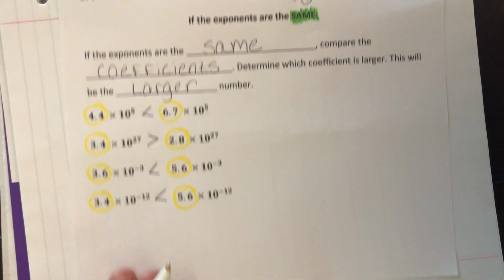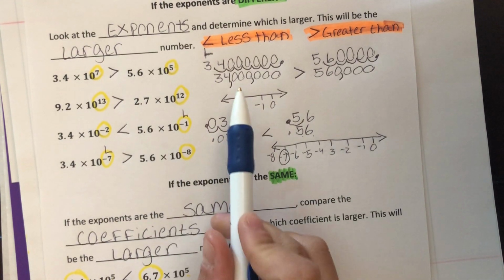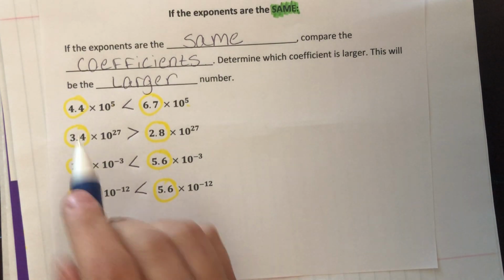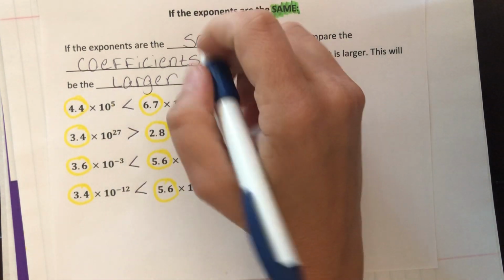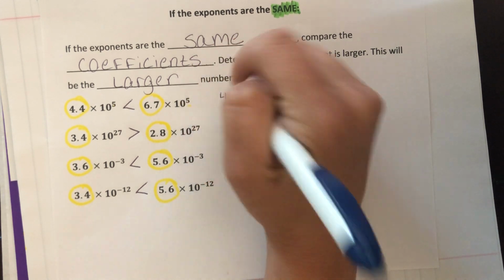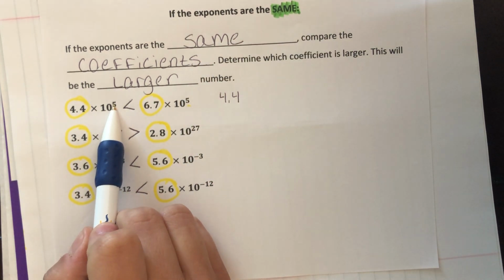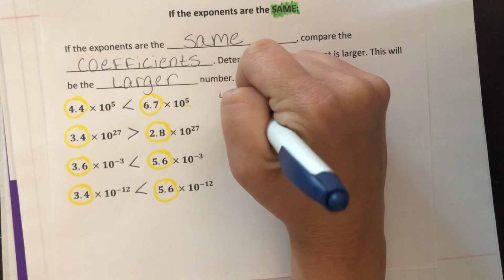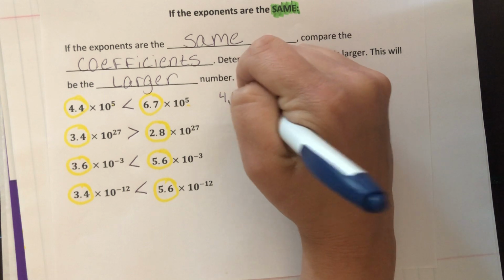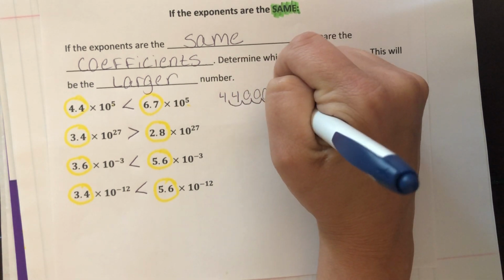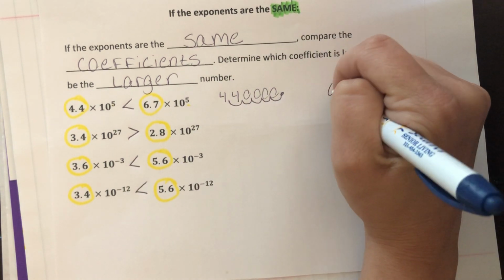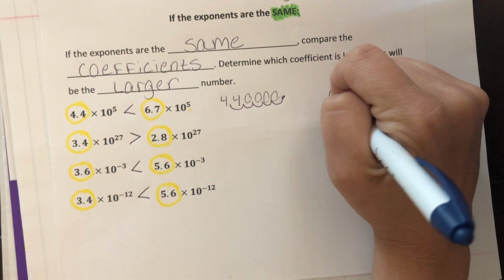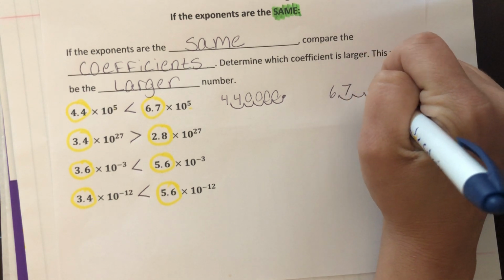Again, you could do what we did up here. You could convert these numbers into standard form and compare them that way too. That works. We can do that with this example up here. 4.4 converted to standard form by moving the decimal to the right 5 places. 1, 2, 3, 4, 5. Do the same thing with our other number, 6.7. This time we're moving the decimal to the right 5 places again. 1, 2, 3, 4, 5.